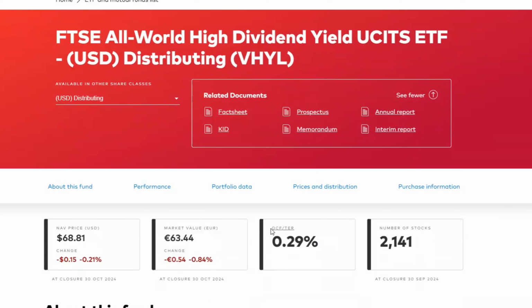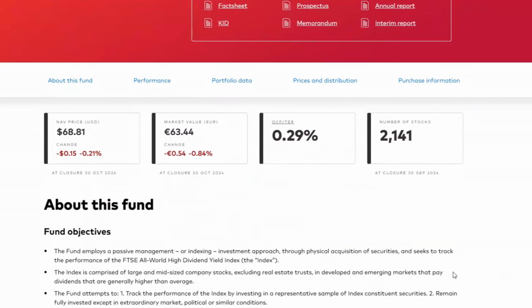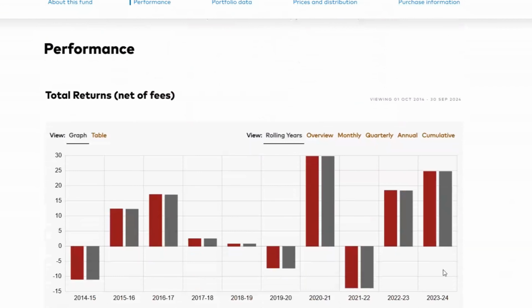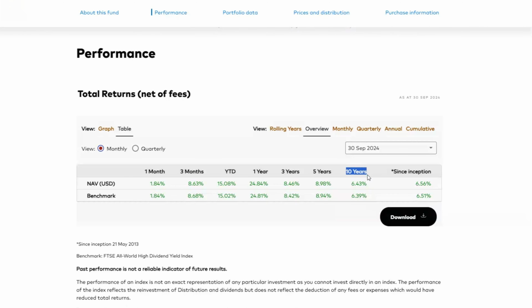It charges an annual fee of 0.29% compared to just 0.06% for SCHD. While this may not seem significantly higher, the impact compounds over the years, which can be substantial. And additionally, over the past 10 years, VHYL has delivered an annual return of 6.43%, whereas SCHD has achieved an impressive 11.7%. Can you do the math?